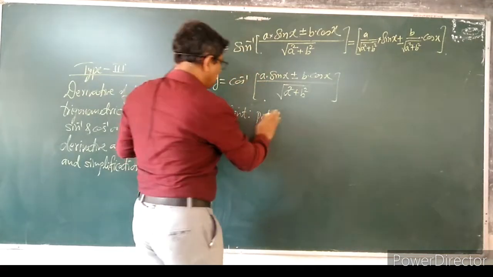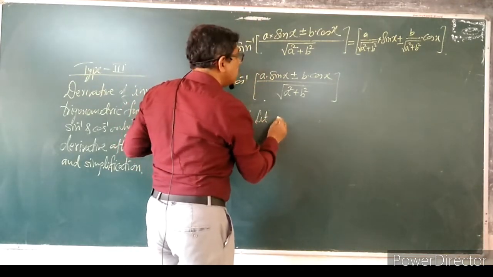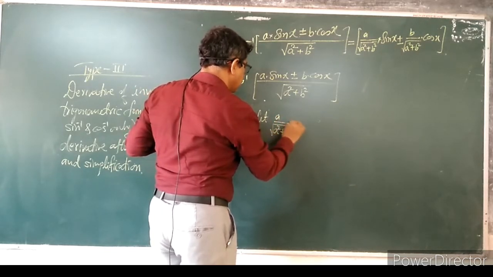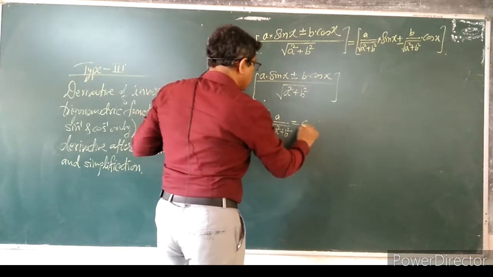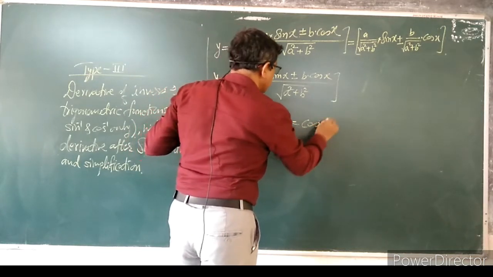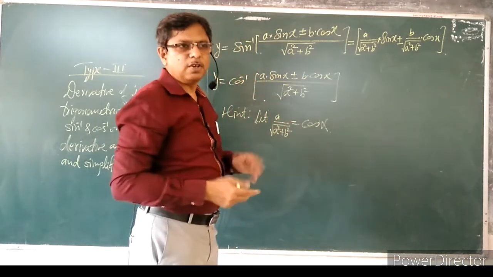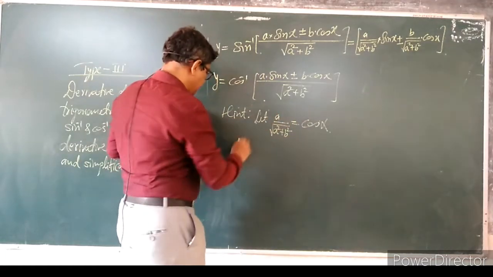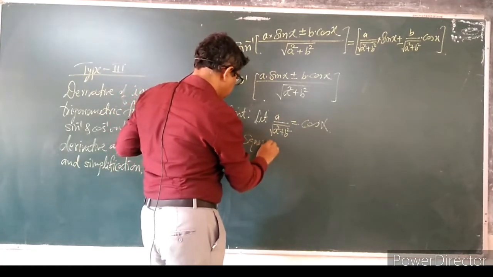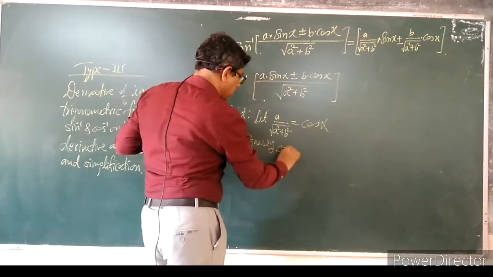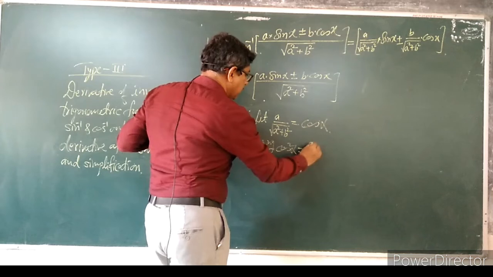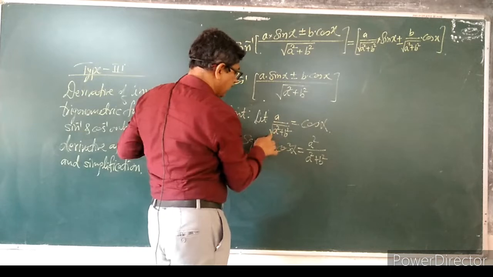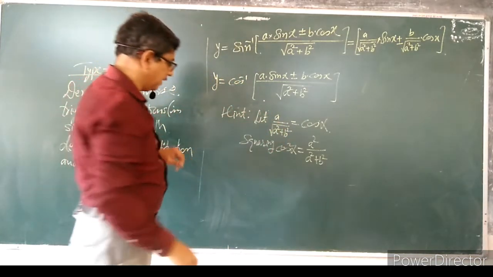So let a divided by a root of a square plus b square be equal to, for some constant, we may consider it as cos of alpha, or you may consider sin of alpha, it makes no difference. This cos alpha we have considered. Squaring, we get cos square alpha is equal to a square divided by a square plus b square. Numerator square and denominator square, and the square root gets cancelled.